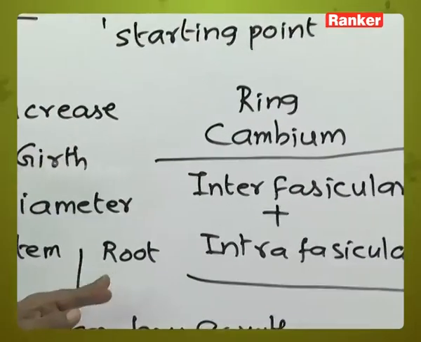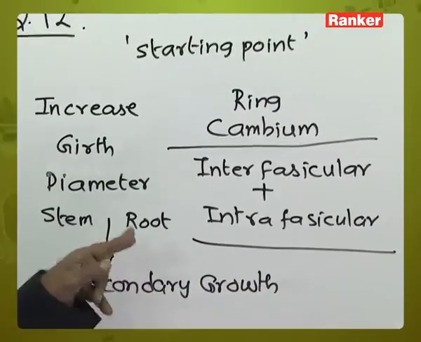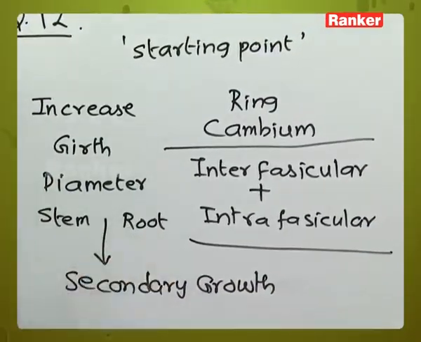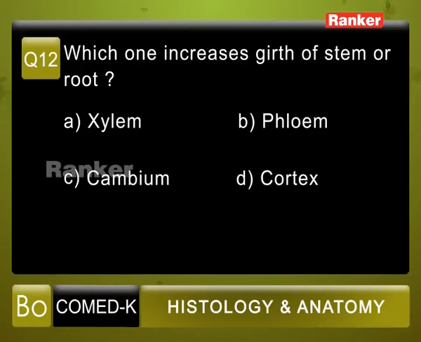Hence, the increase in girth and diameter is attributed to, under choices, A. xylem. Xylem is a unit which conducts water. B. Phloem is a vascular tissue which primarily conducts sucrose as well as photosynthates. C. Cambium is a meristematic zone, and D is a ground tissue which is called the cortex. So, among the choices, the right answer is C, that is cambium.